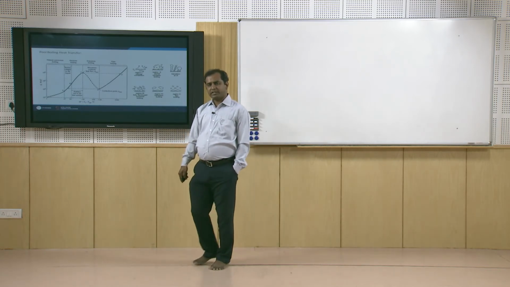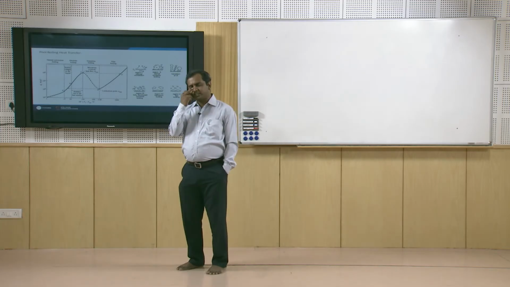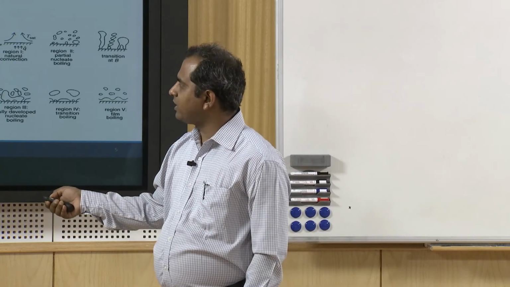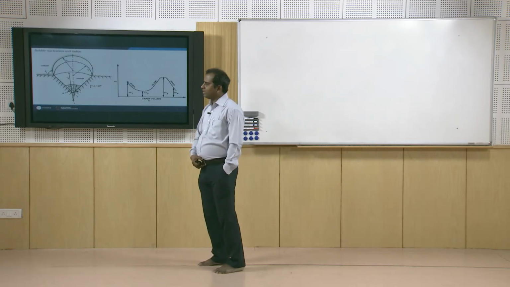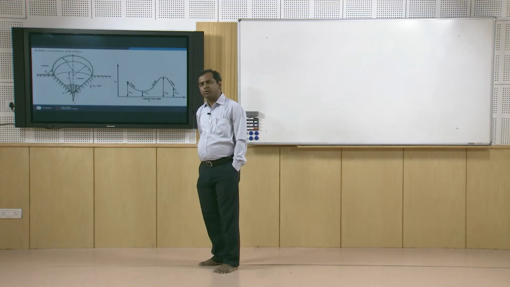But in case of a temperature controlled experiment, this type of sudden jump or drop will not be observed. You will find that for a particular temperature you have a particular heat flux. Right. Next, let us discuss nucleate boiling heat transfer under the pool boiling section.